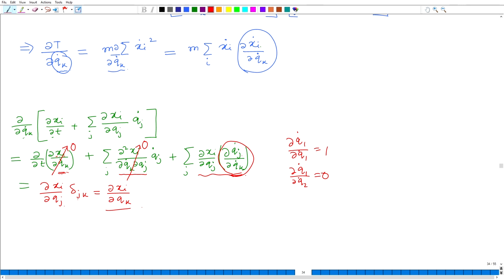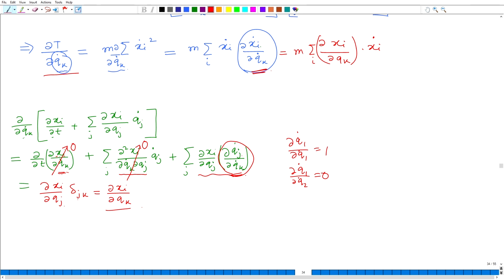So, from this you can finally write del T by del q_k dot as nothing but del x_i by del q_k, which is this expression, times x_i dot, summation over i, and finally you multiply with m.